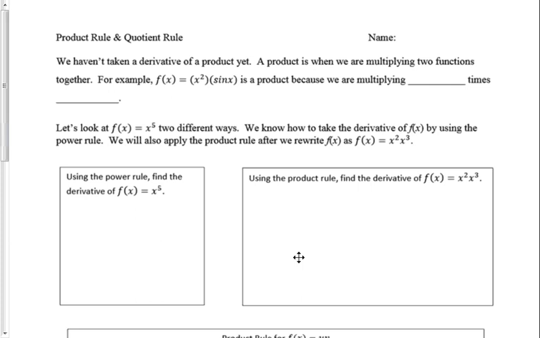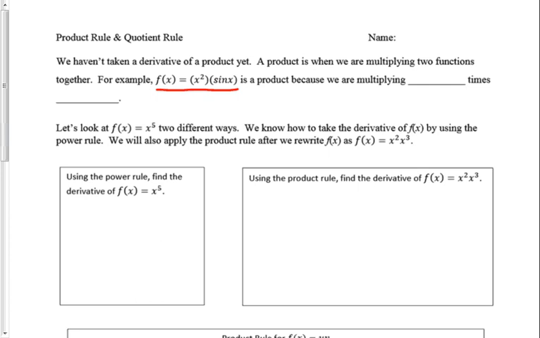Today's lesson is on the product rule and the quotient rule. So we've taken many derivatives up until this point, but we've never taken the derivative of a product where we have two functions being multiplied together. So in this example, we have that f of x is equal to x squared times sine of x.